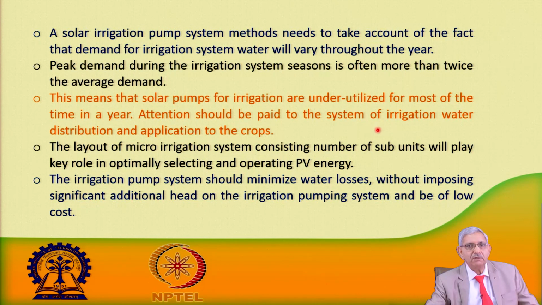attention should be paid to the system of irrigation water distribution and application to the crops. We need to see that if the demand is less, then we supply part of the power to the grid. The layout of the micro irrigation system consisting of a number of subunits will play the key role in optimally selecting the operating PV energy.